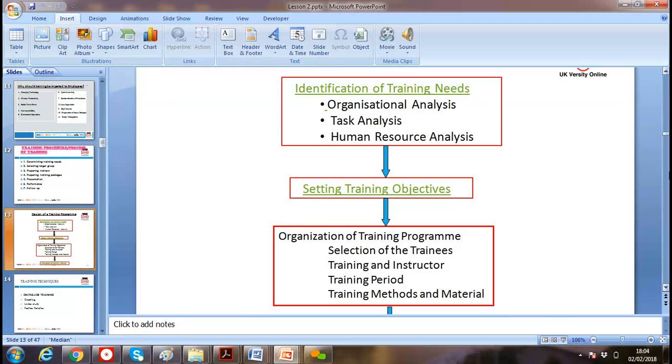Of course, organization analysis, task analysis, human resource analysis, and setting training objectives. So we provide training, but training needs to have set objectives. For what purpose are we giving the training? I mean, with every training there is a purpose behind it, and we can measure the performance as well.